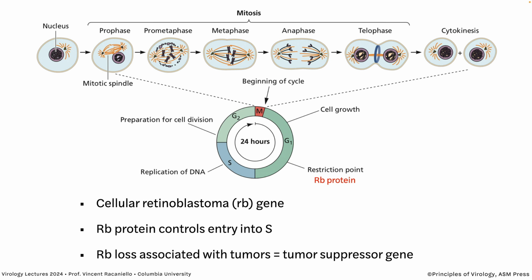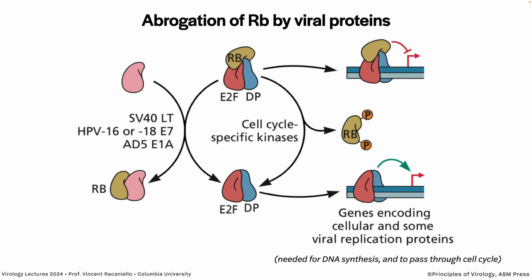In other words, if conditions aren't right for cell division, if there aren't enough nutrients, the RB protein will halt cell division. So most cells do not divide because RB protein is holding them in G1. And so the T antigen of SV40, for example, the E1A of adeno, they abrogate RB protein to make the cells divide. And that's shown here.